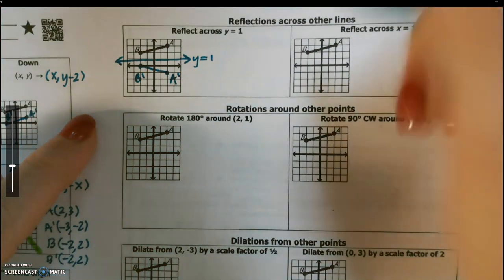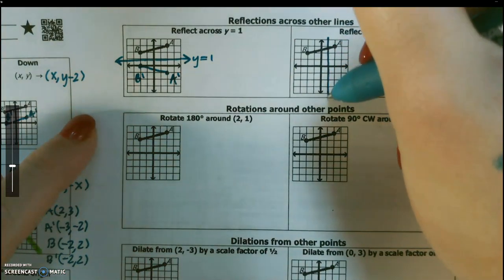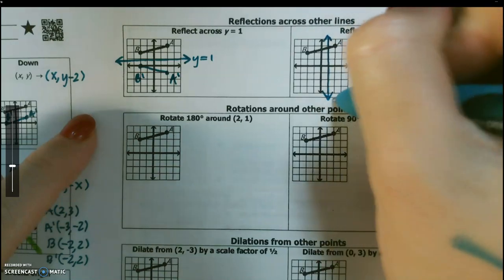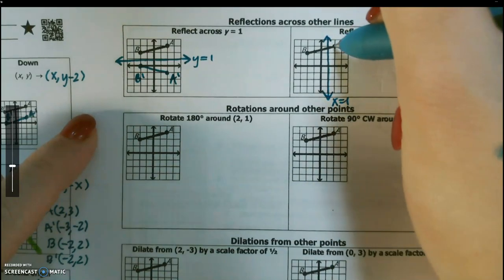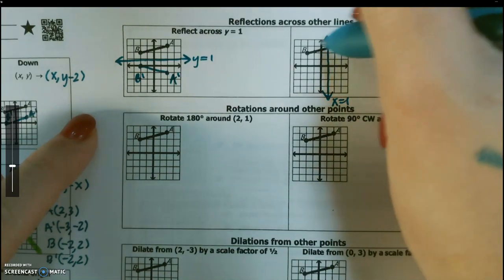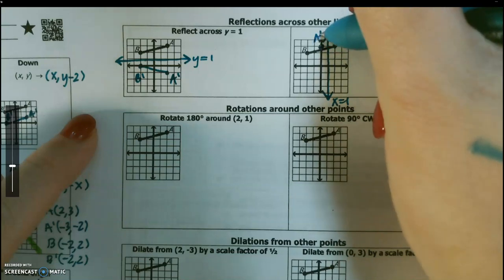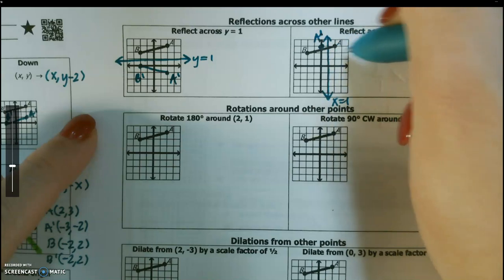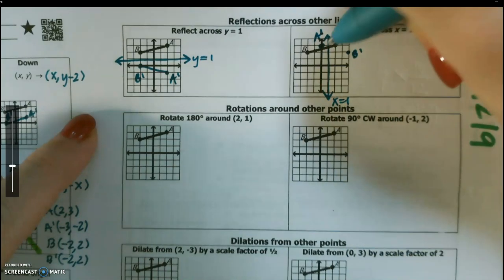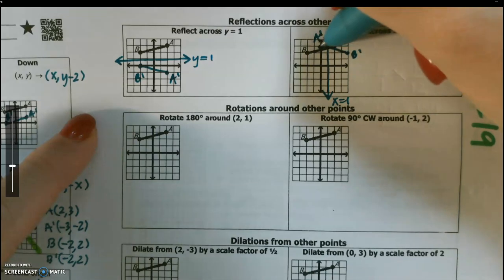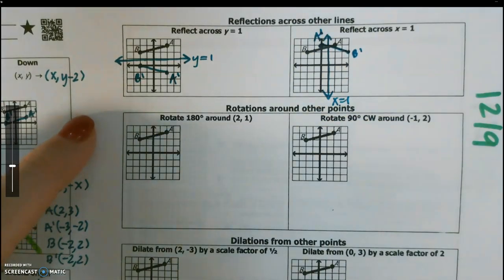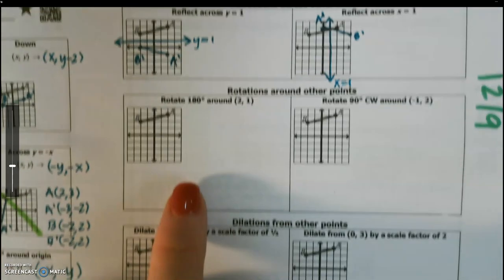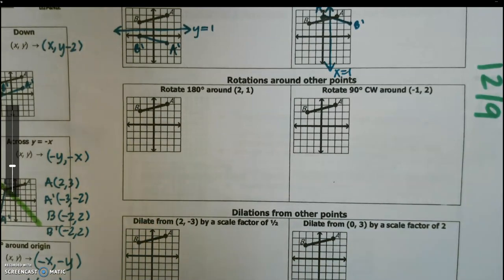Okay, reflecting over the line x equals 1. x equals 1 is a vertical line. So A is 1 unit away in this direction, so A prime will be 1 unit away on the other side. B is 1, 2, 3 units away, so 1, 2, 3 units away on the other side, and then make your connection.